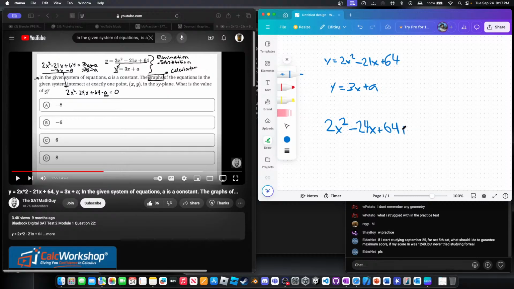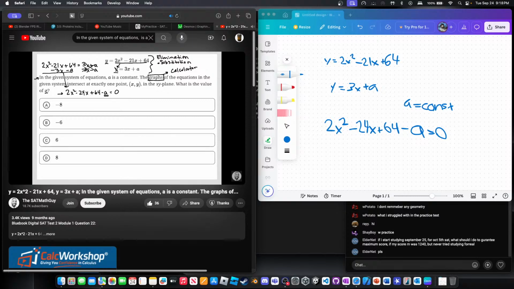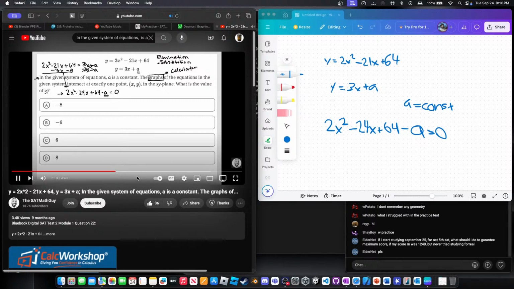64. Let's do it again. Minus a equals 0. Okay? A is a constant. Well, I know that there should be a single point of intersection. I know that this equation is a combination of two equations that could be graphed. If this wasn't an a here for my second equation, I could have just graphed it. But I can't graph it because of the a that's there.